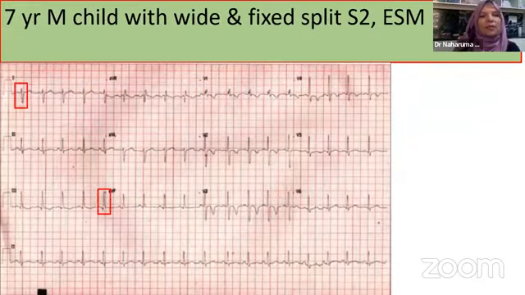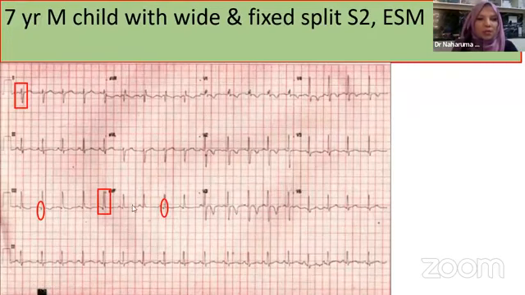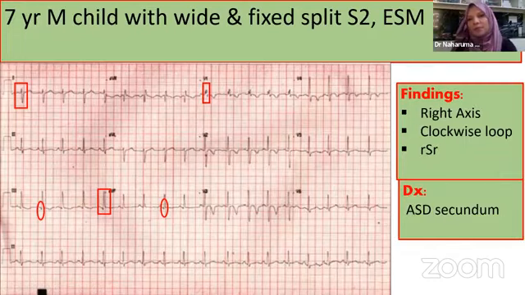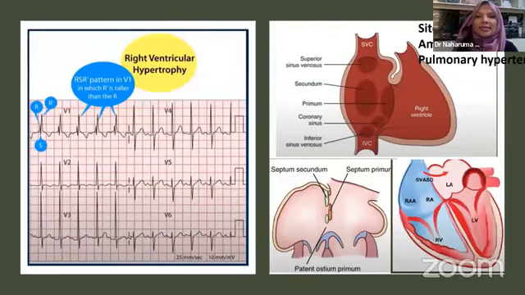If we see, there is lead 1 negative and aVF positive, so the axis is right axis. And if we see leads 2, 3, and aVF, there is a small Q wave, so this is clockwise loop. And we know that the RSR pattern we found in V1 is suggestive of ASD secundum. So ASD secundum is the most common congenital heart disease.